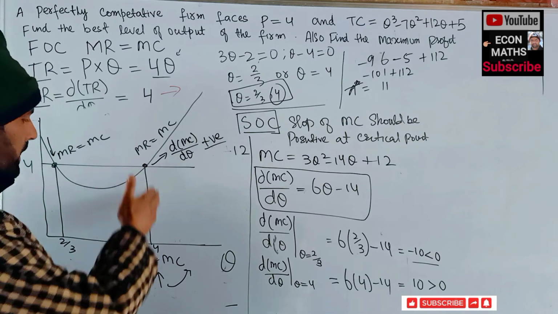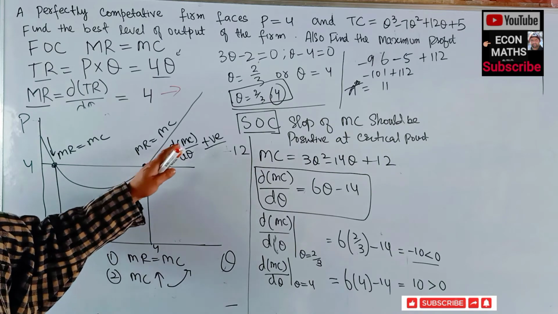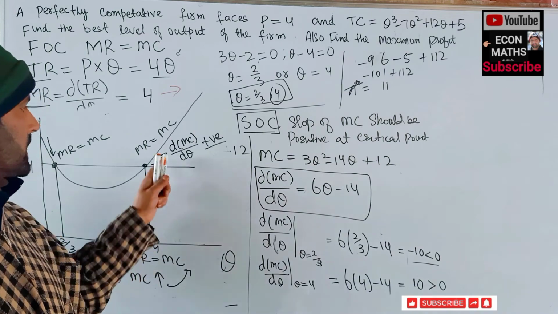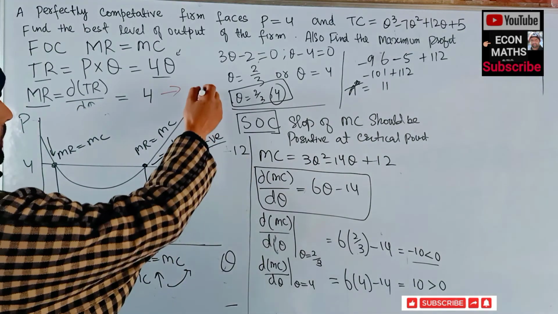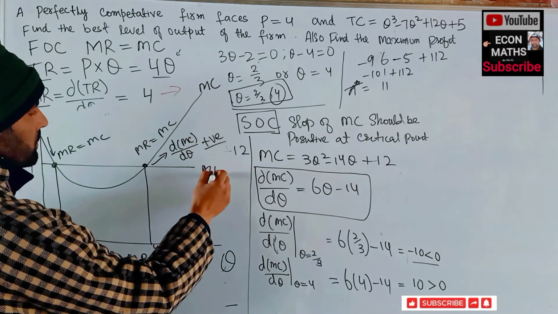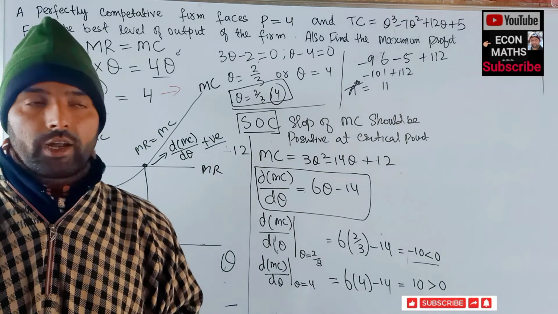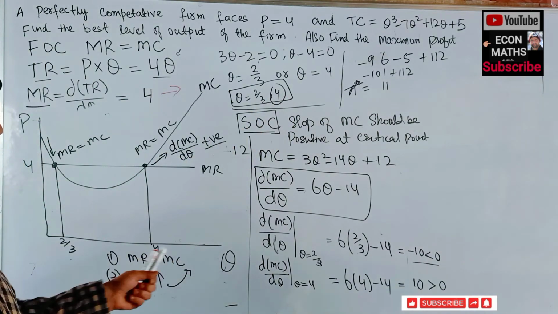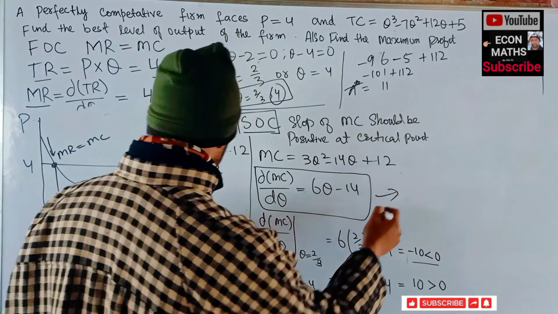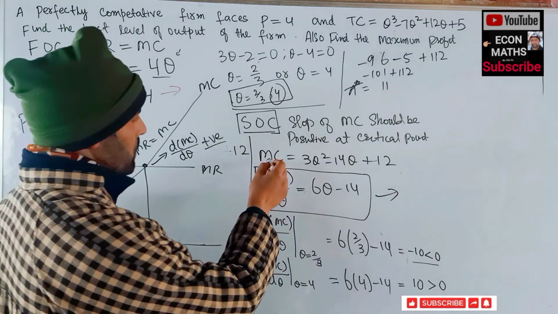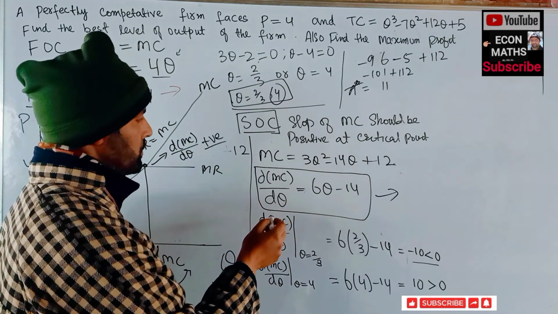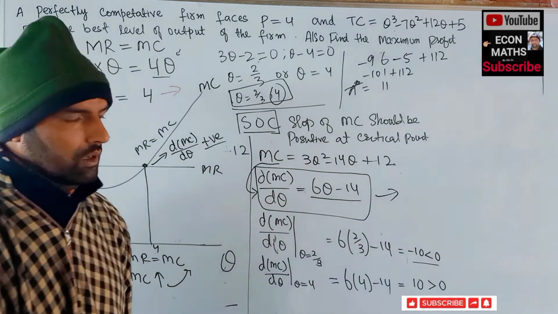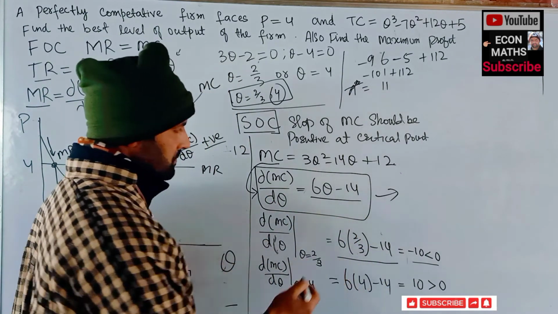We have to find this slope mathematically. The second order condition requires the slope of marginal cost to be positive at the critical point. For that we take the slope of this marginal cost, and we try to find where the slope is positive at the critical points, q is equal to 2/3 and 4. First we take q equal to 2/3. Our marginal cost is this. We take its derivative, that is the slope of the marginal cost. This is the slope of the marginal cost, and we evaluate this slope at the critical point.